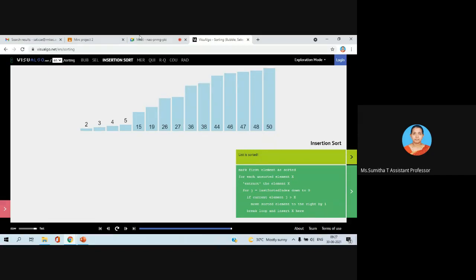Hope you understood the concept. I think so. This is insertion sort. Okay, this is like playing cards.